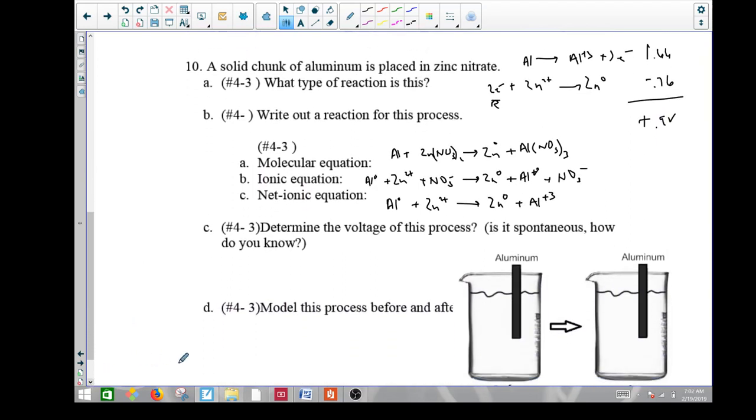Is it spontaneous? How do you know? Alright, the voltage is the 0.9 volts. Is it spontaneous? Yes, because this is positive. Okay. Model the process before and after.